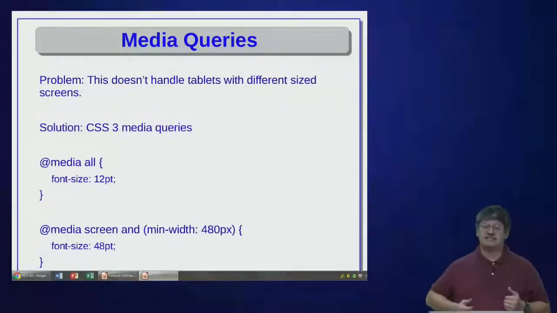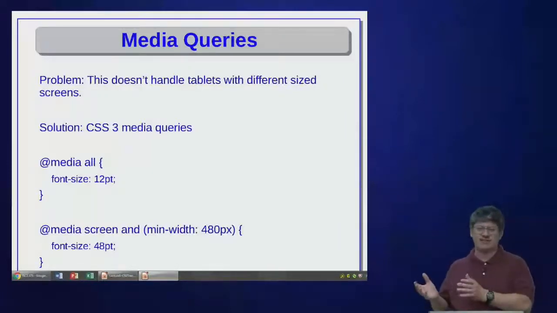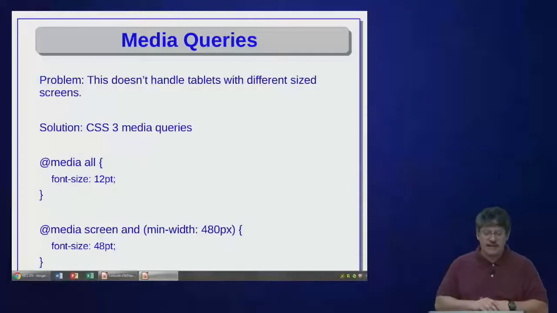The problem with this is that it doesn't handle tablets with different size screens. It only lets me decide between printing and being on a screen, and I think there might have been a handheld thing that was kind of poorly defined. So the CSS3 standard allowed us to specialize these media queries a little bit. What do I mean by that?